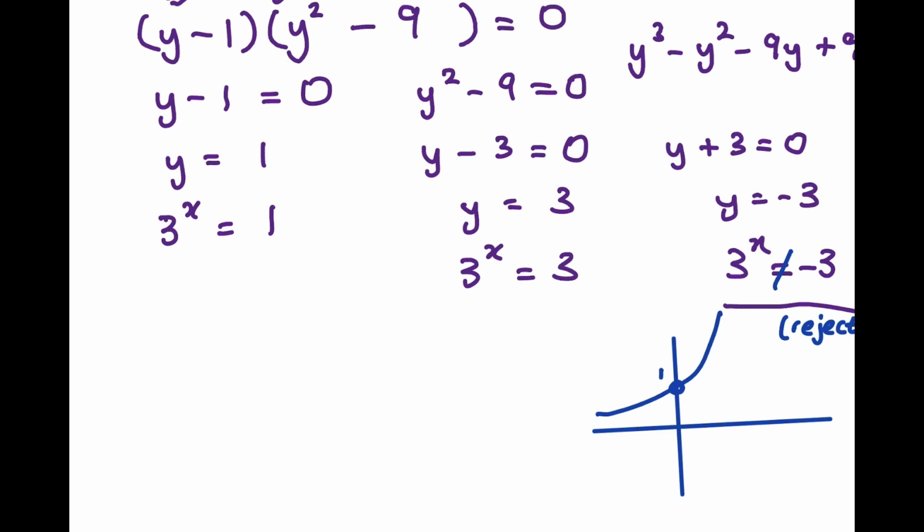So 3 to the x equals 1. Okay, hopefully you can see that x equals 0 straight away. Or, if you've watched my previous logarithms video, you can say that log base 3 of 1 equals x. And you know that log base anything of 1 always equals 0. So, yes, x equals 0. And here, 3 to the x equals 3. Pretty simple. x equals 1. So there we go. Two solutions, x equals 1, x equals 0 to this problem.